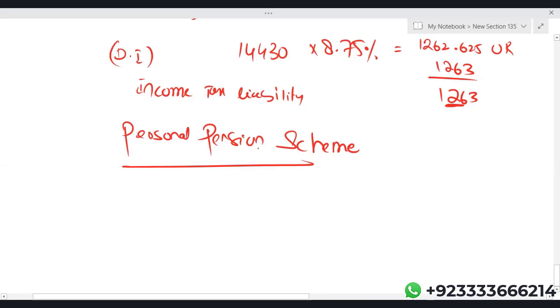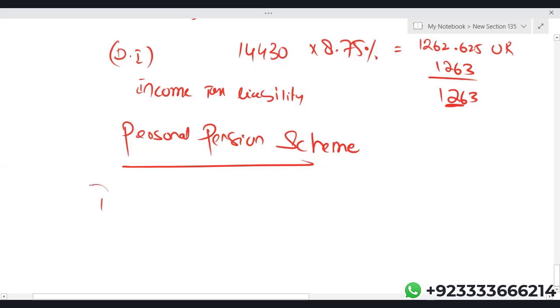Let's say an individual who is an employee has contributed into a personal pension scheme. That contribution will not reduce the employment income of that employee. But when an employee contributes into an occupational pension plan, such contribution reduces employment income. So number one, whatever an individual contributes into a personal pension scheme is not an expense. Now, what are the tax implications?